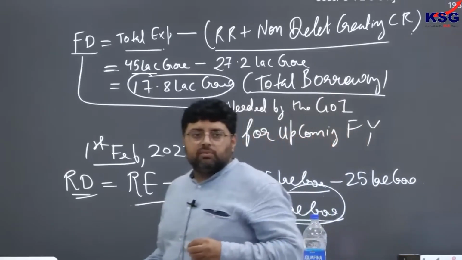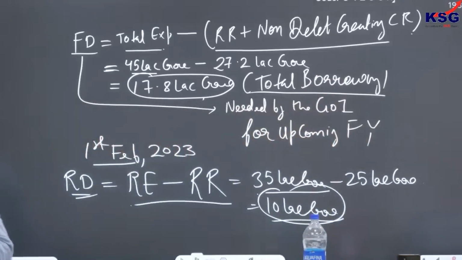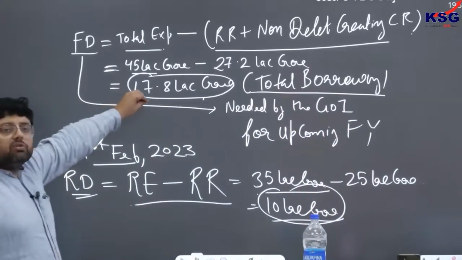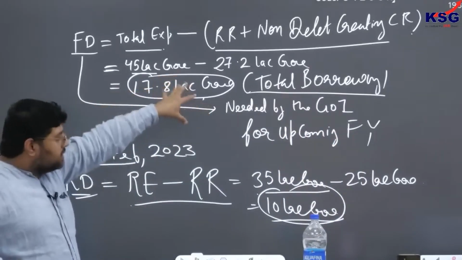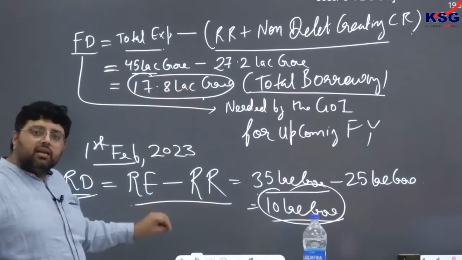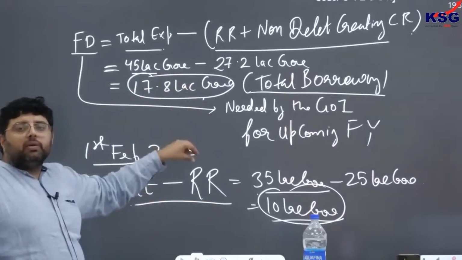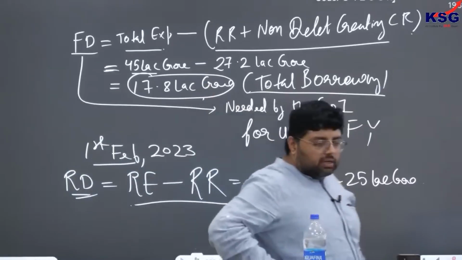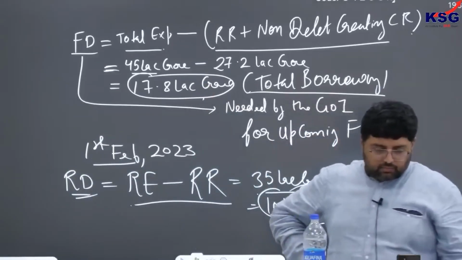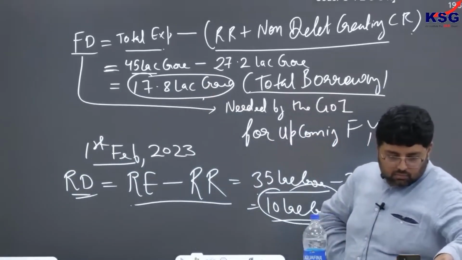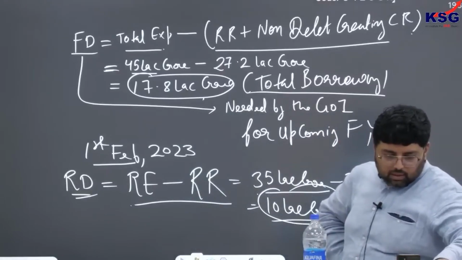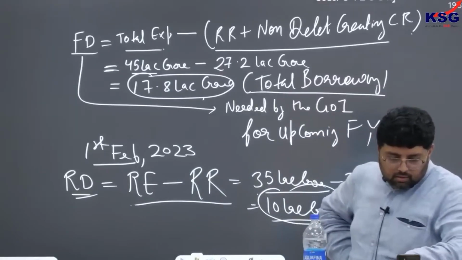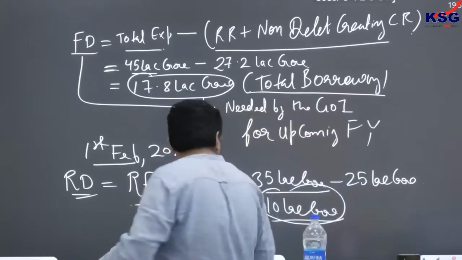आपको इसको ऐसे भी समझना पड़ेगा कि टोटल मैं कितनी बोरोइंग ले रहा हूं, 17.8 लाख करोड़, उसमें से 10 लाख करोड़ मेरी कहां जा रही है, रेवेन्यू एक्सपेंडिचर के लिए. बाकी जो बच गई 7.8 लाख करोड़, that I use for capital expenditure. Clear? Okay. So this is what you have to understand.